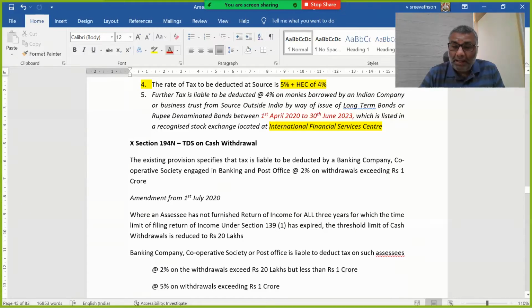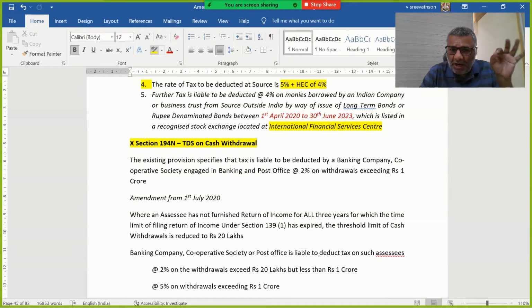Now, one other major change that happened is TDS on cash withdrawal, a provision which was introduced in the financial year 2019-20 and underwent a major change immediately. First, the provision that was introduced: if the total withdrawal exceeds 1 crore in a financial year, on that excess alone, tax is deductible at the rate of 2%.